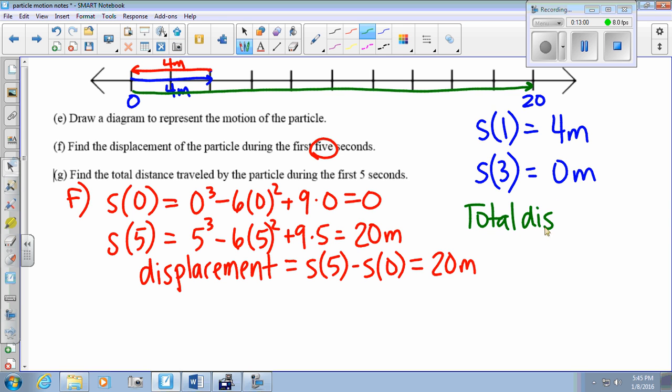So my total distance is going to be the 4 meters I went in the first second to get from 0 to 4, plus the 4 meters I went from the first second to the third second that got me back to 0, and then the 20 meters from time 3 to 5 that I traveled, and so my total distance is 28 meters. Remember, total distance takes into account all the back and forth.